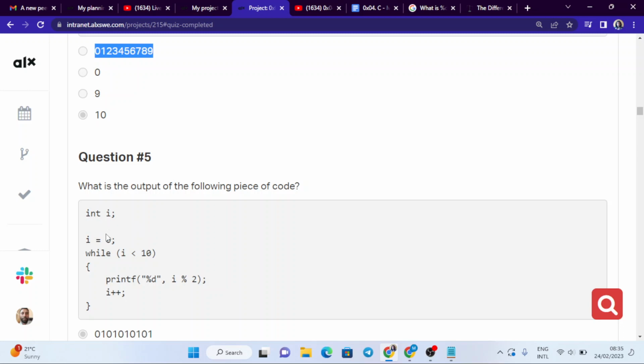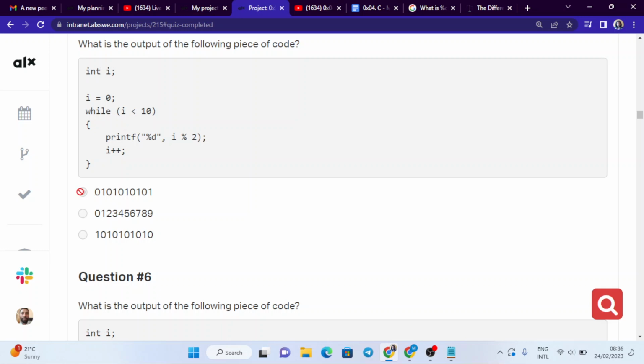So int i equals 0, while i is less than 10, printf percent d, i remainder of 2. So let's say 0 divided by 2 has remainder 0, and then plus plus, 1 is less than 10, 1 divided by 2 is 0 with remainder of 1, that is 1, and it continues like that.